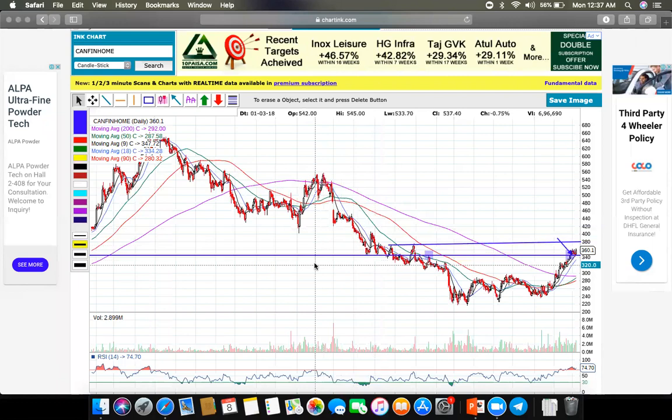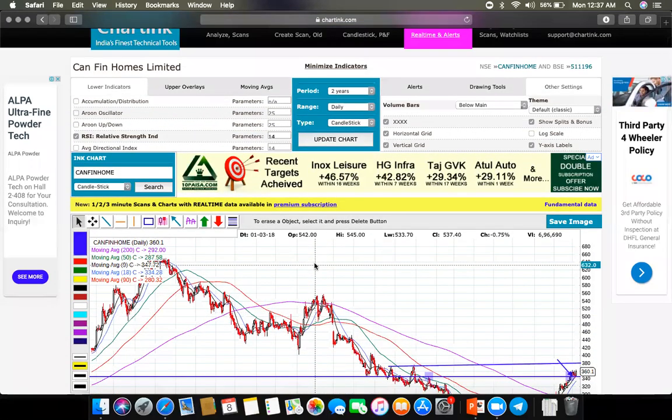So this was the basics about support and resistance and trend lines. What I would like you all to do is practice on various companies and identify trend lines, support and resistance.